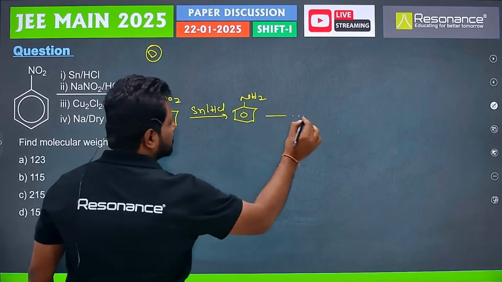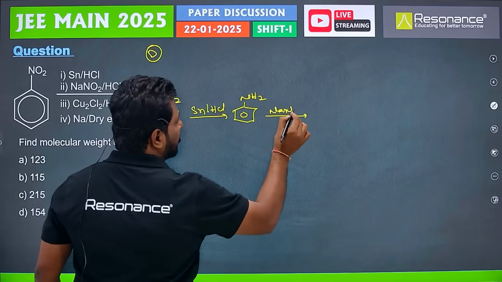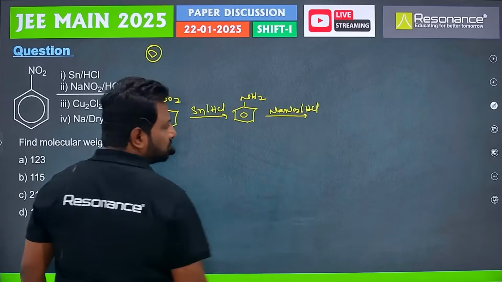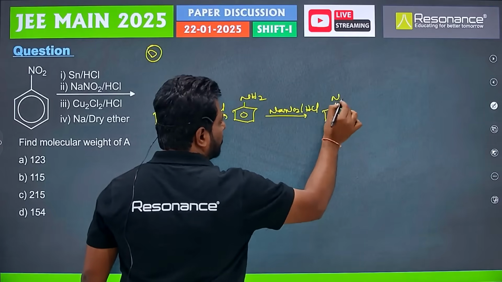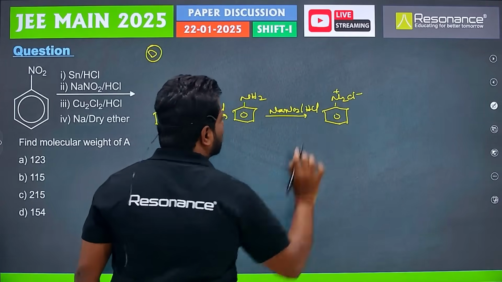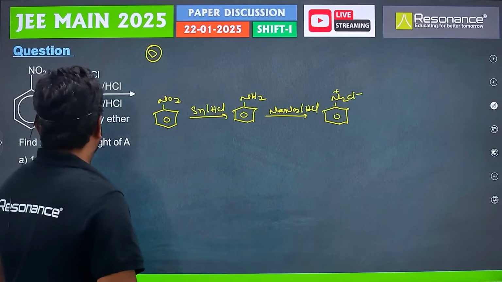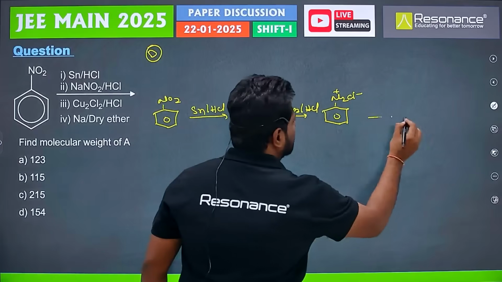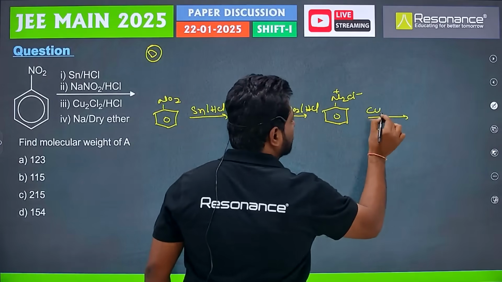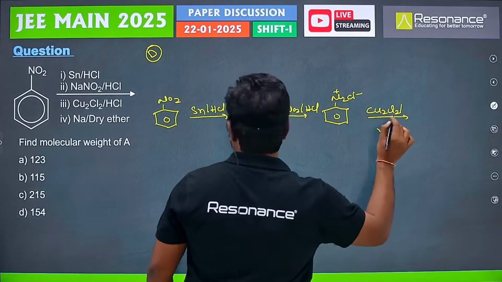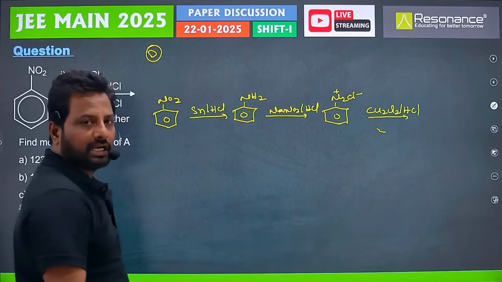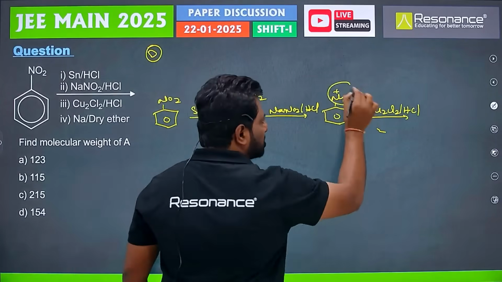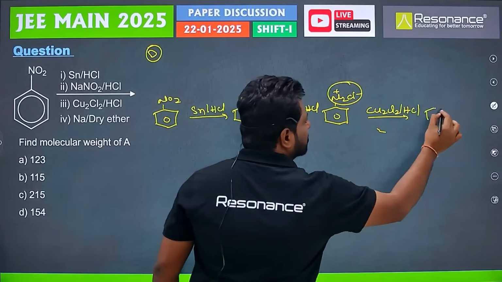Aniline, when it reacts with NaNO2 and HCl, diazotization takes place. Then what compound can we obtain? Diazonium salt. The third reagent given is Cu2Cl2 and HCl. This is a Sandmeyer reaction. The entire diazonium group is replaced by chlorine.